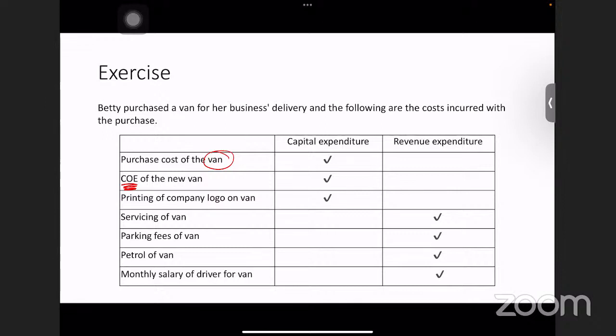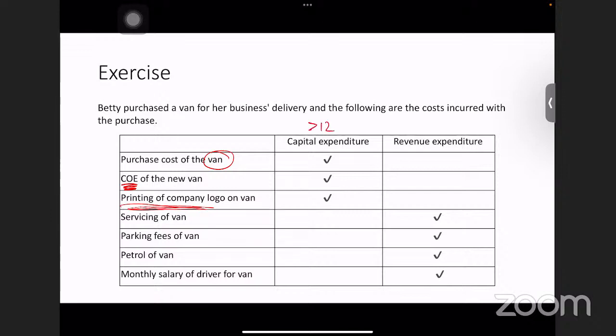So with that said, it is a package, right? I cannot say I buy the van but I don't want to buy the COE. Cannot. It's together. I buy the van, I must buy COE also, as long as we are in Singapore. Therefore, it's a capital expenditure. I will count it together as the NCA cost. Next, printing of company logo. Same thing. I print my company logo. Can this benefit last me more than 12 months or not? Yes, right? So capital expenditure.